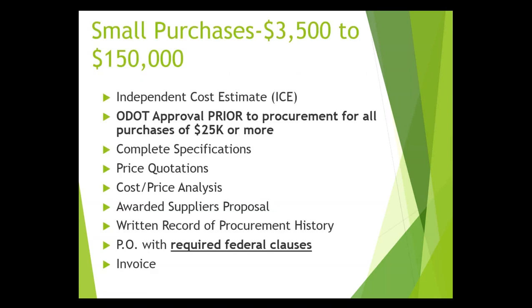Next, moving to the small purchase level, these are purchases between $3,500 and $150,000. As the level of procurement goes up, so do the documentation requirements. Required federal clauses must be included with all POs above $3,500 at the small and large level.